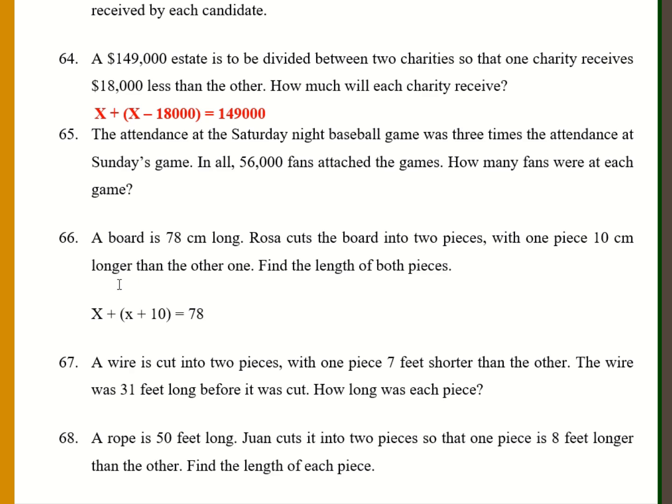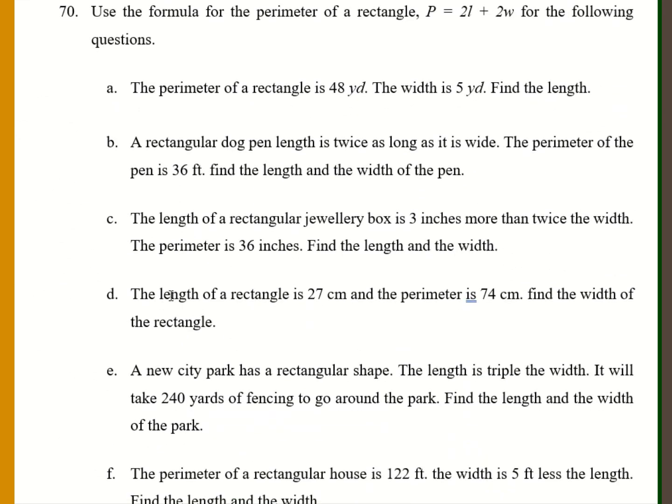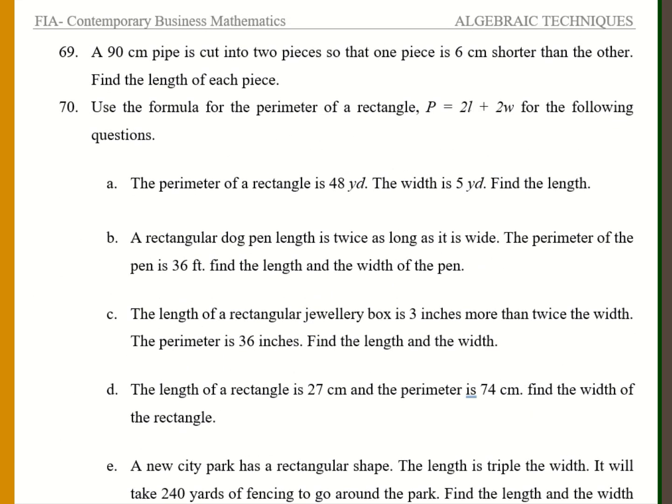Once you find X, the other one you just plus 10. All right. So same thing for all the rest. The last one here is quite simple. Use the formula for the perimeter of a rectangle. So they've given you the formula. All you have to do is substitute inside.